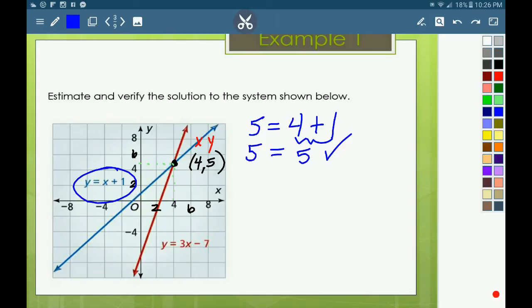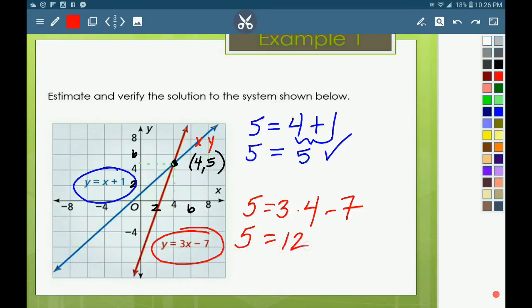But don't stop there. You've got to check the second equation too. If you only check one of them, it may not be a solution to the system. So I have y, which is 5, equals 3 times x, which is 4, minus 7. So let's simplify the right side. 3 times 4 is 12. And then 12 minus 7 is in fact 5. So it worked for the second equation as well.